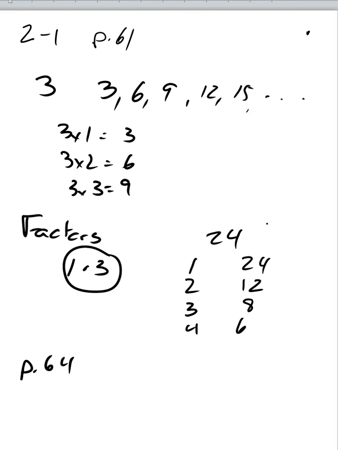24 is a composite number because there are more than just those two factors, 1 and itself, with the number 24. So you can kind of go through some of those things to look at prime numbers and composite numbers, and that will help you as you try and work with fractions that way.